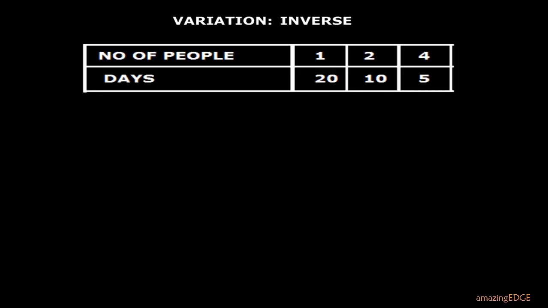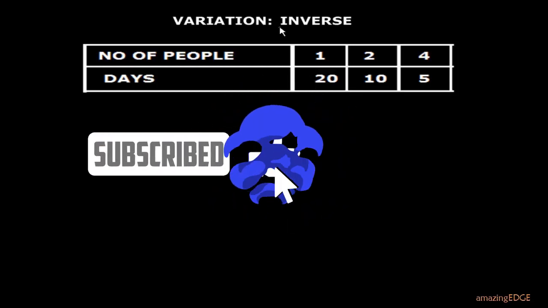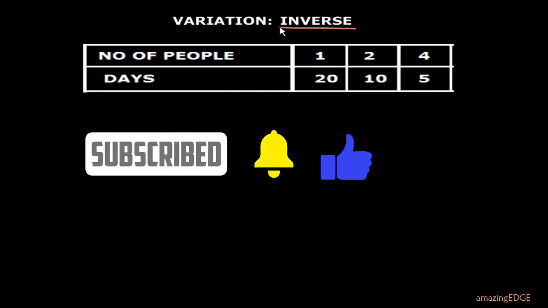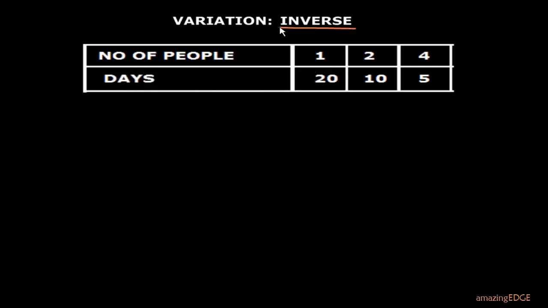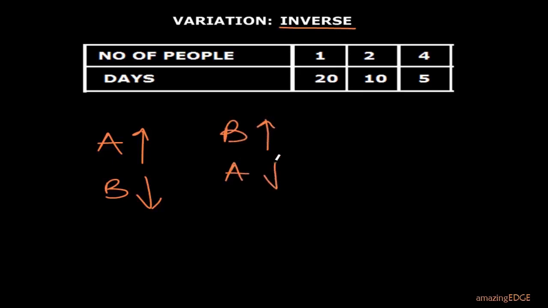In this video, we want to advance a bit in the study of variation. So this time around, we'll be looking at inverse variation. What we want to talk about is a situation where one thing is increasing, the other one will be decreasing. Or this one is decreasing, the other one will be increasing. So maybe if A is increasing, then B will be decreasing. Or if B is increasing, then A will be decreasing. So that's the kind of variation we are looking at.